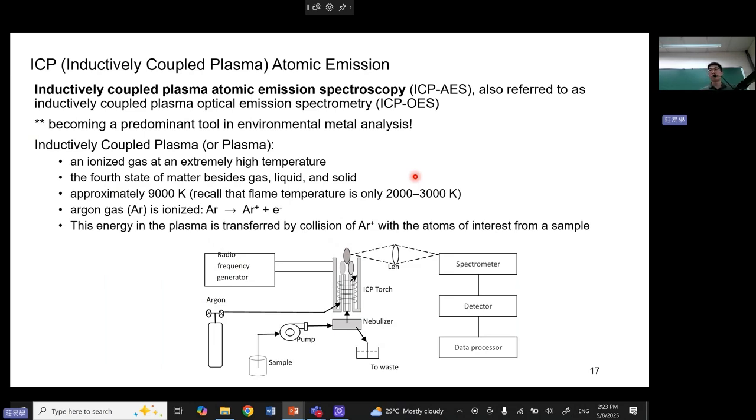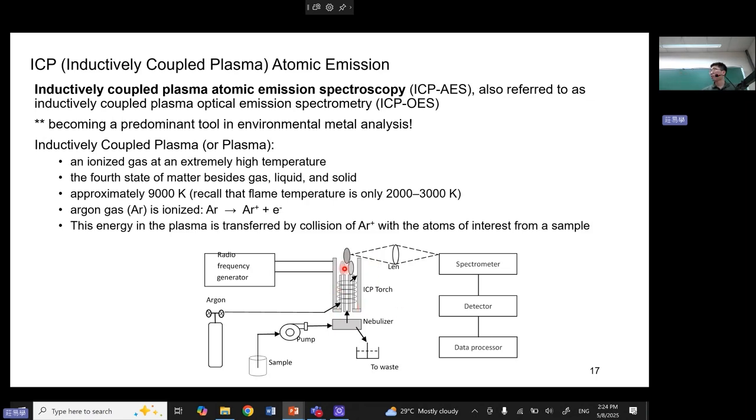So, after knowing what plasma is, let's come back to talk about the key components in the ICP OES. Of course, the key component in an ICP OES is something called the ICP torch, and the ICP torch is the center part for generating the plasma.